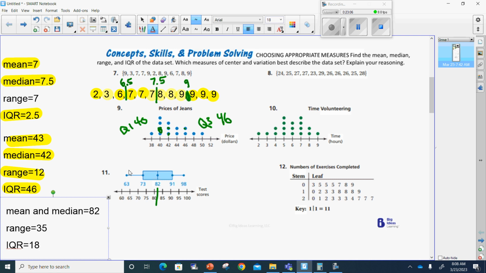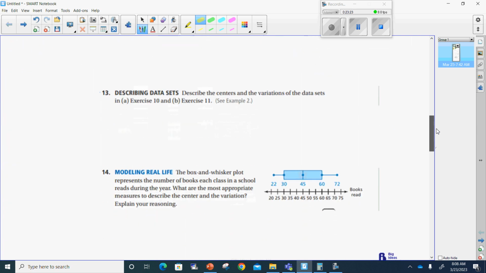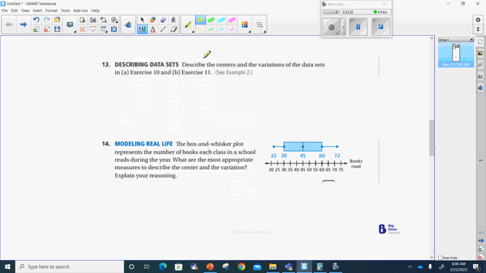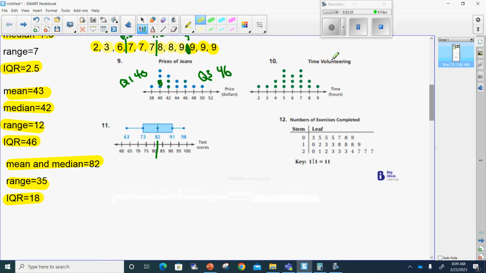All right, which ones would I use? Well, because my mean and my median are so close, I'm fine using either one of those. And because this data is spread out very evenly, I would use the range or interquartile range for my variation. All of it's good. Number 13 says, describe the center and the variations of the data sets in exercise 10 and 11. So if I do 10 and 11, we're talking about time and volume. We're talking about test scores.